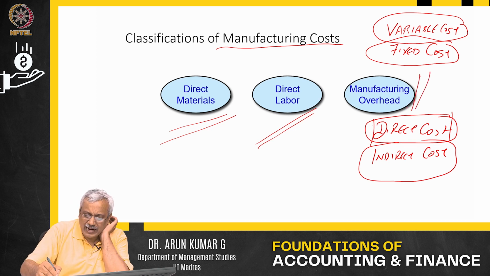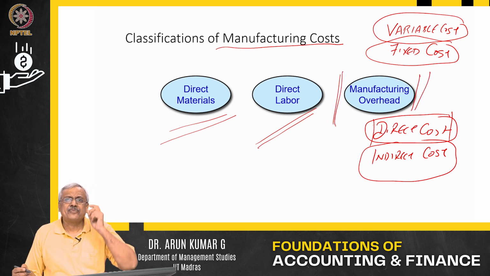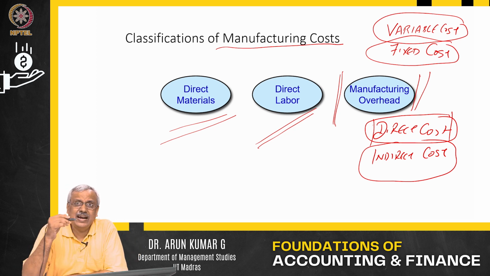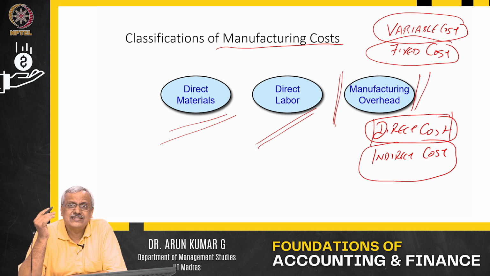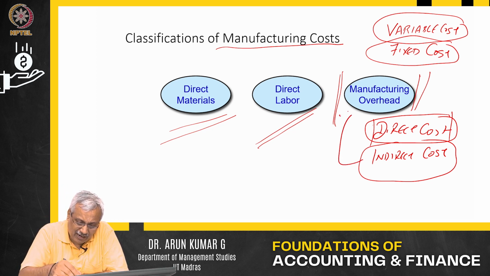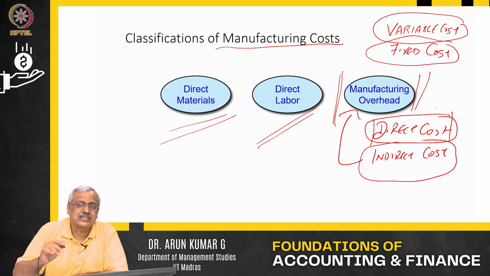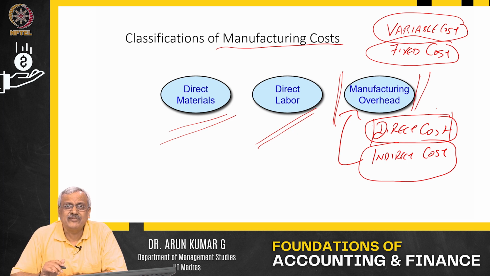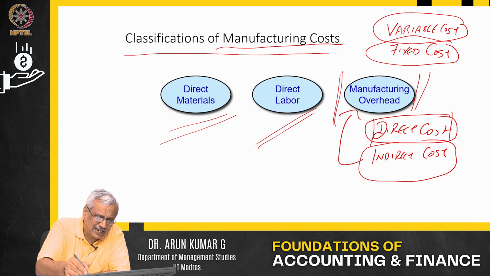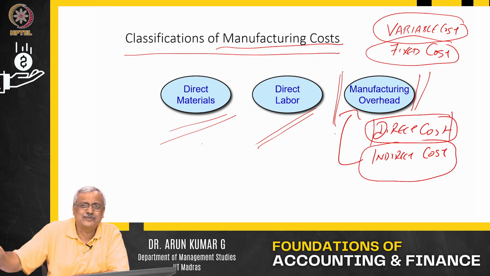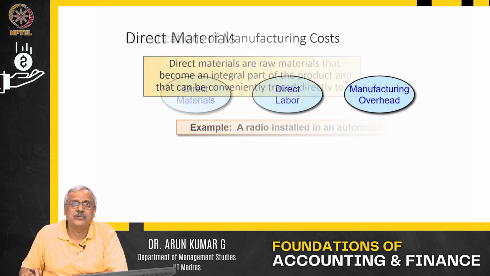Then there is overhead. The overhead could be your factory lighting, your factory rent, or even your helper salary, etcetera. These are costs which are not direct costs but which are related to manufacturing, that is, indirect costs. Indirect costs which are related to manufacturing are all called manufacturing overheads. So in the classification of manufacturing costs, these are the 3 basic aspects that one needs to remember very well.